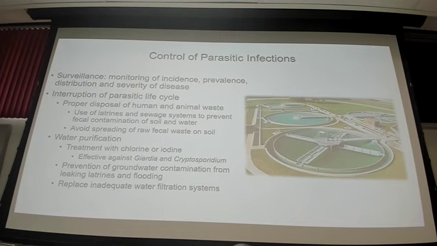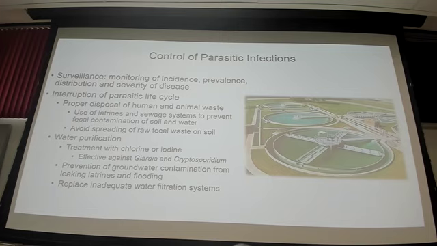Water purification. We use chlorine in swimming pools. We use iodine if we're out in the field and we need to drink water, to kill parasites at a certain concentration. Some of these parasites are resistant to things like chlorine and iodine, so we have to be careful about that. But we do have measures to reduce the transmission risk for some of those waterborne parasites.